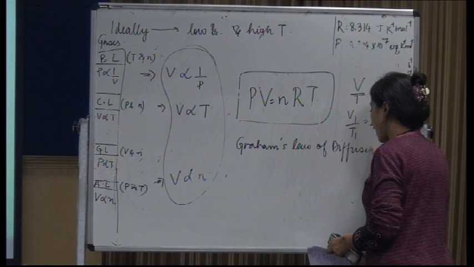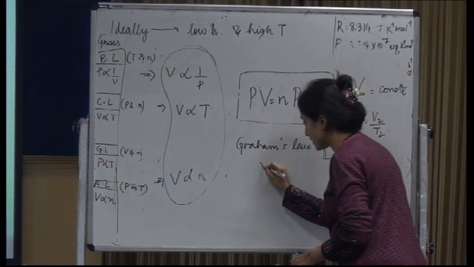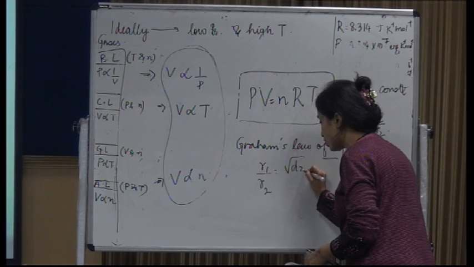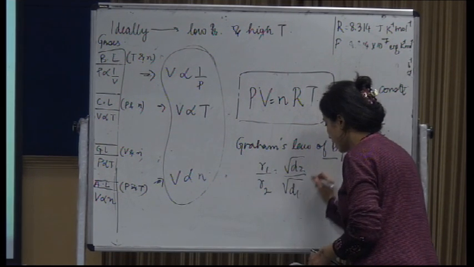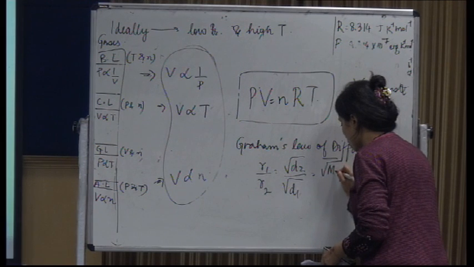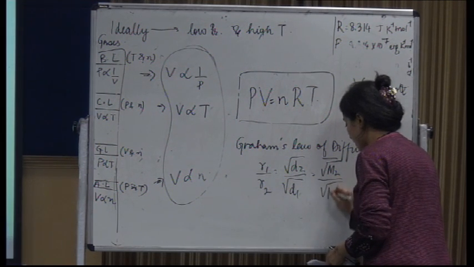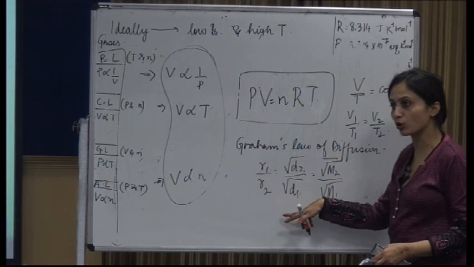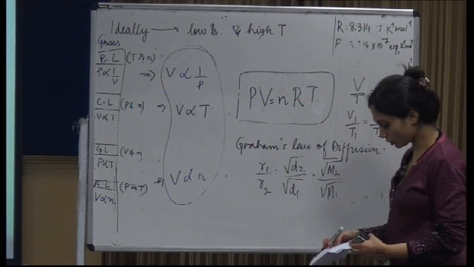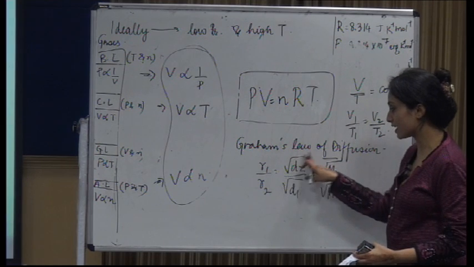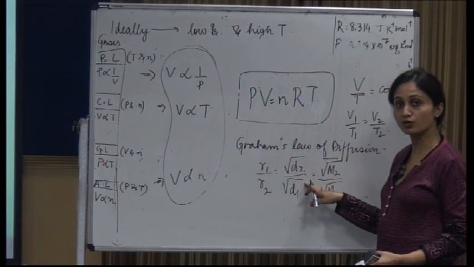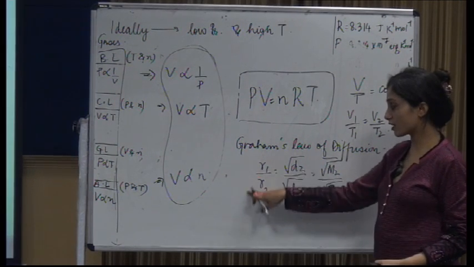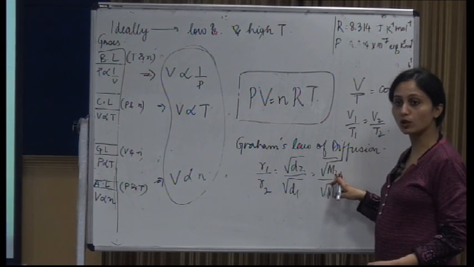Graham's law of diffusion states that the rate of diffusion of gases is inversely proportional to the square root of their densities, which is also inversely proportional to the square root of their molar masses. Remember, inversely का मतलब, if one is coming in the numerator, the other will come in the denominator. So the rates of diffusion are inversely proportional to the square root of the densities, and also to the square root of their molar masses.